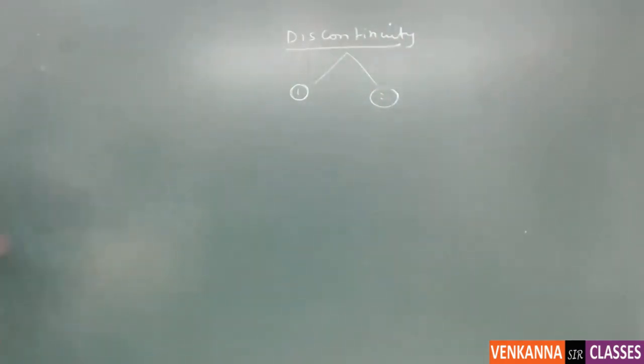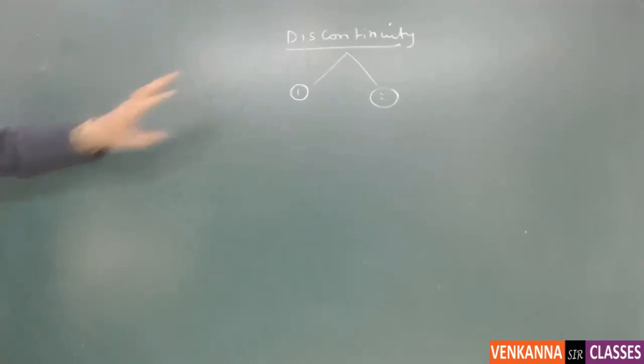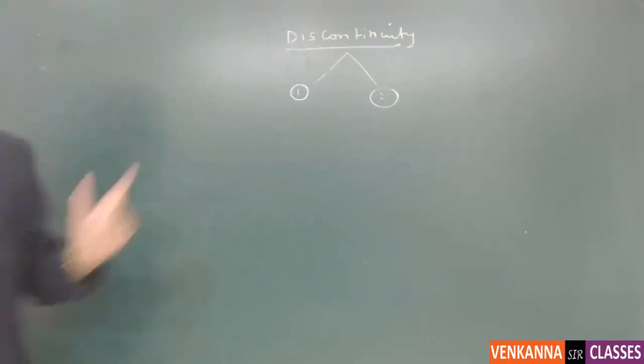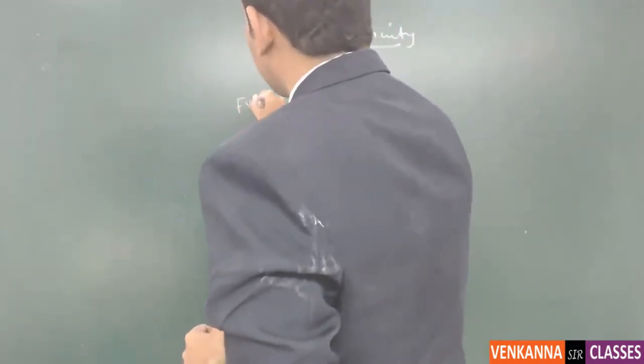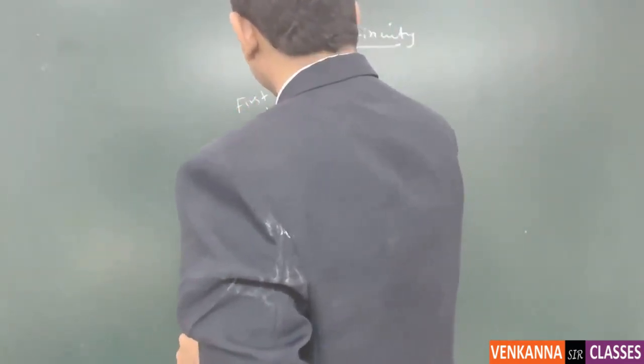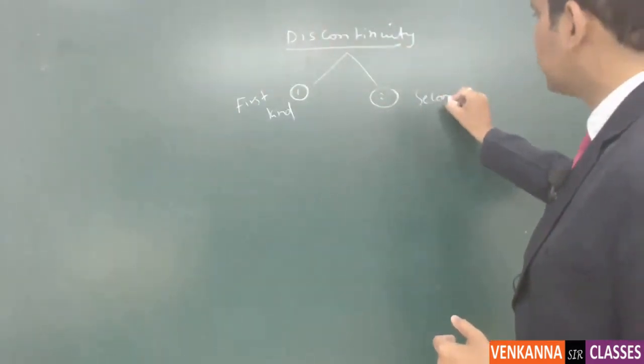So coming back, the discontinuity of a function is mainly classified into two types. First one we call it as discontinuity of first kind. Second, you are calling it as discontinuity of second kind.